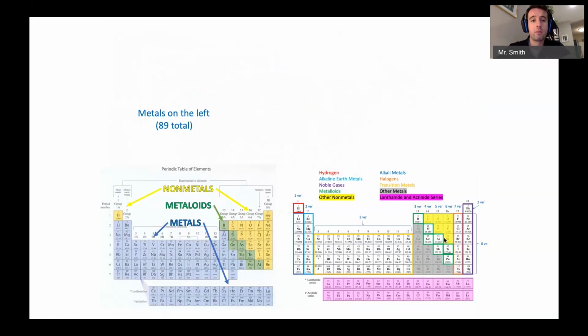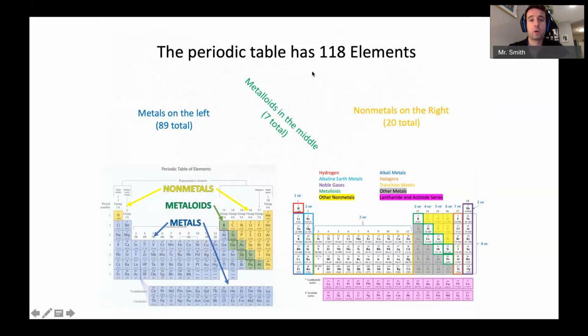Okay. There's a total of 89 metals and only 20 nonmetals. So most of our elements are actually metallic, which is kind of cool. And then you've got those 7 metalloids kind of in the middle there. So yeah, total of 118 elements on the periodic table. We won't expect you to know all of them, just pretty much the first 20. You're going to want to have more or less memorized. And when I say memorized, you should know that Li stands for lithium, or K stands for potassium, or Na stands for sodium, that sort of thing.